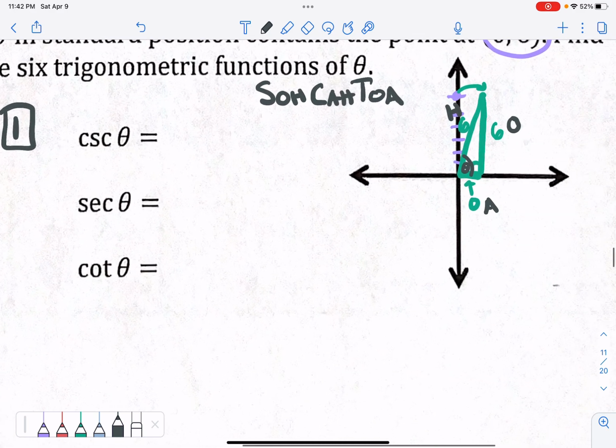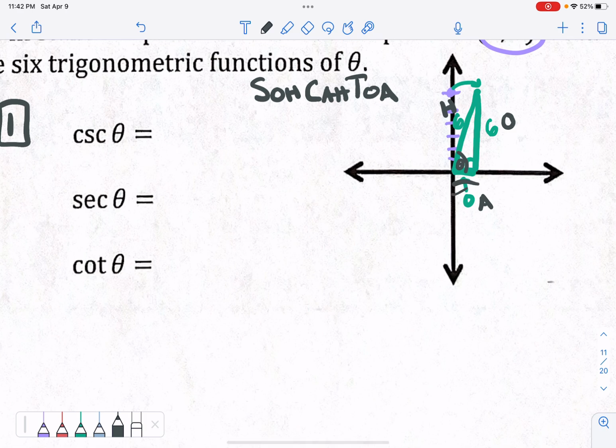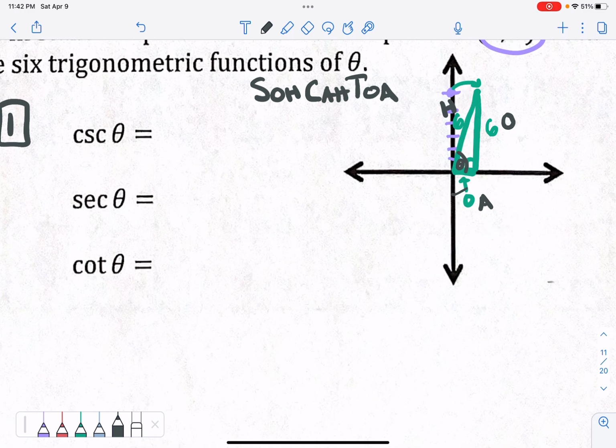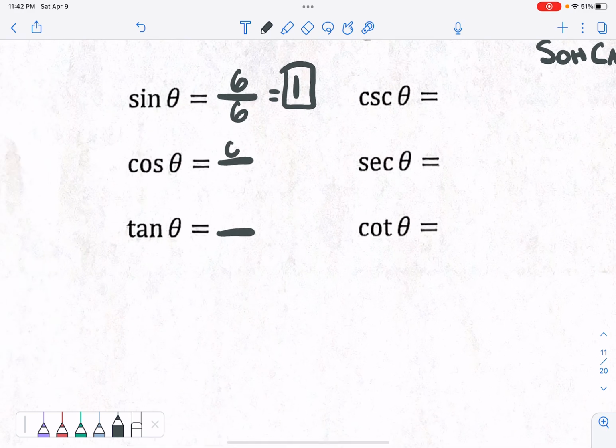Let's do cosine. Cosine is adjacent over hypotenuse, AH, right? Adjacent over hypotenuse is going to be 0 over 6, which is kind of weird. 0 divided by 6. Remember this, get this stuck in your head: 0 divided by any number is going to be 0. Maybe you knew that already, but if you didn't, now you know. 0 divided by any number is just 0.